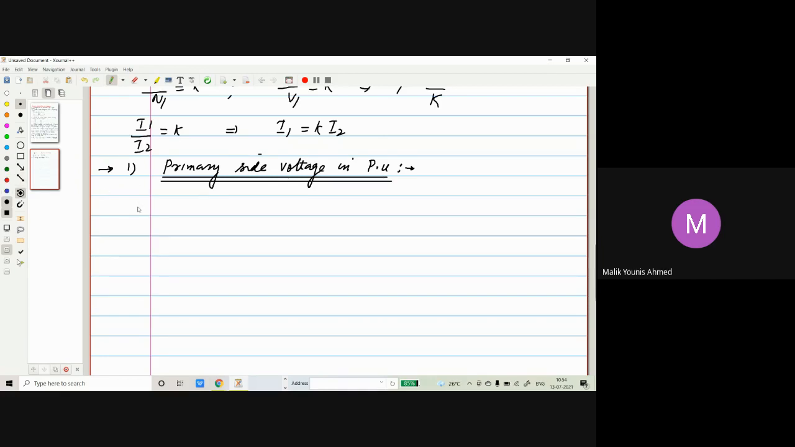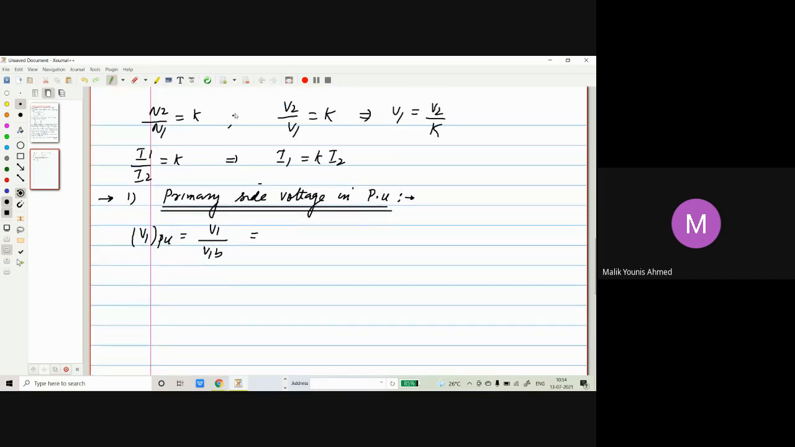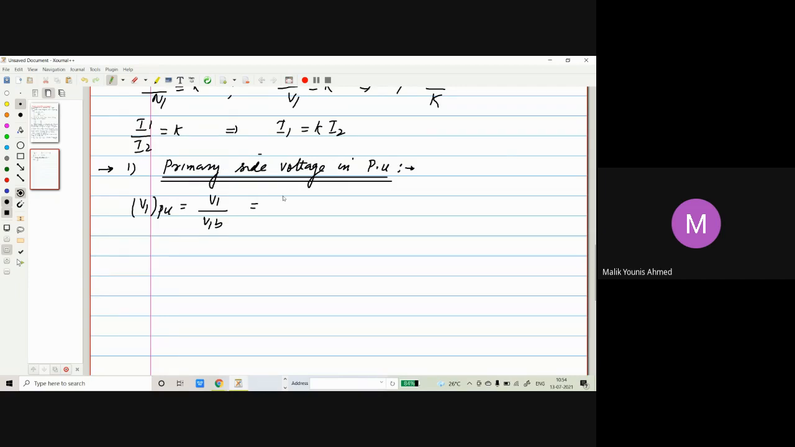So we can write primary side voltage in per unit as the actual value of the voltage divided by the base value. Base value is V1B. We have already told you that the base on the primary side is V1B and on the secondary side V2B, which further we can write V1. We can choose it from here. You can see V1 is V2 by K from the above expression. V1 is V2 by K.